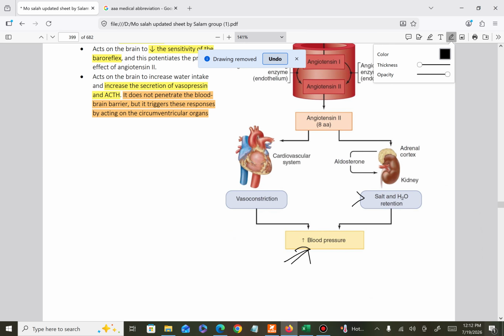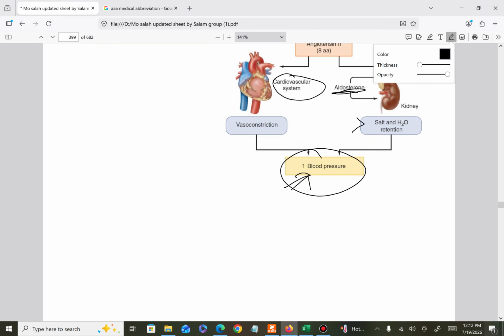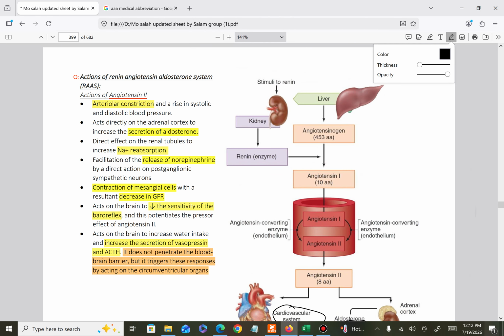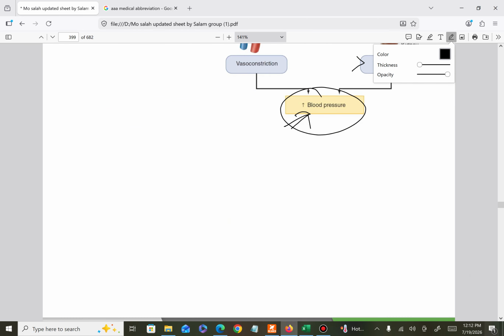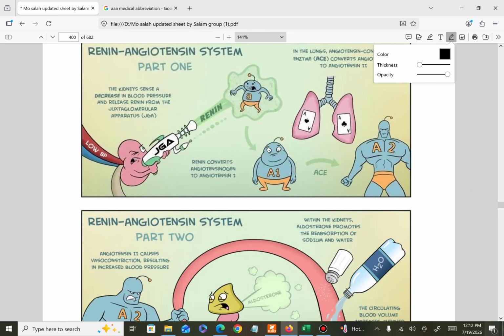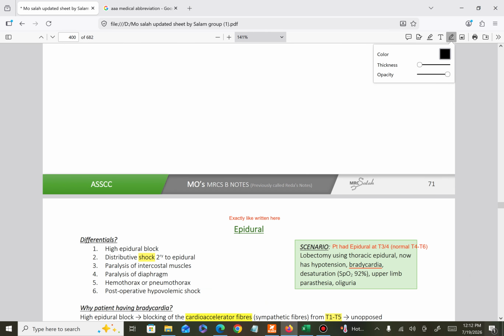So angiotensin 2 stimulates the release of aldosterone, and it acts on the cardiovascular system to vasoconstrict the vessels. This action will increase the blood pressure. So this is the action of the renin angiotensin aldosterone system. Okay, the next question we will do in the next video.